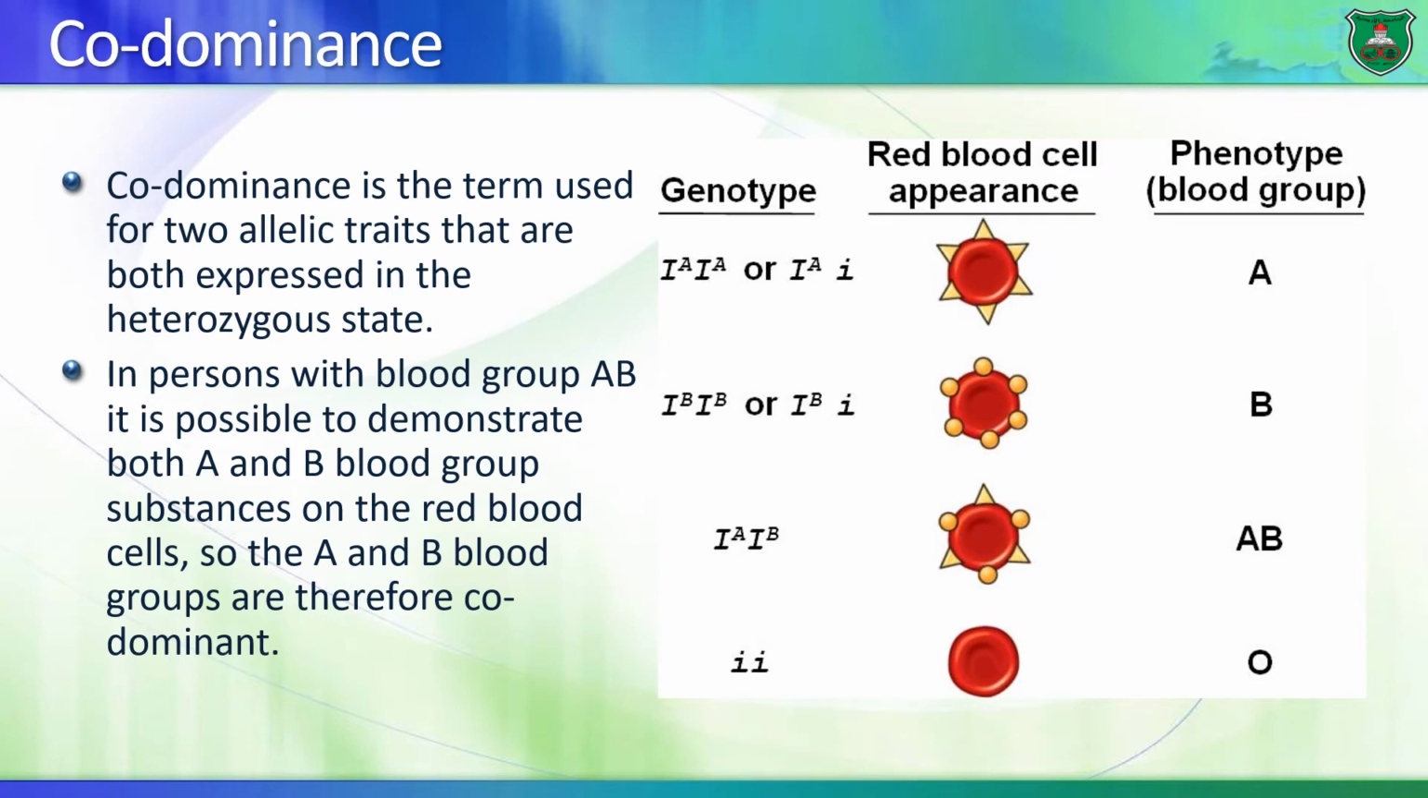Now, there's a phenomenon related to dominant disorders or dominant phenotypes, and that is co-dominance, meaning that both alleles are different, but both of them are shown, both of them are apparent. Okay, so a great example is blood typing.